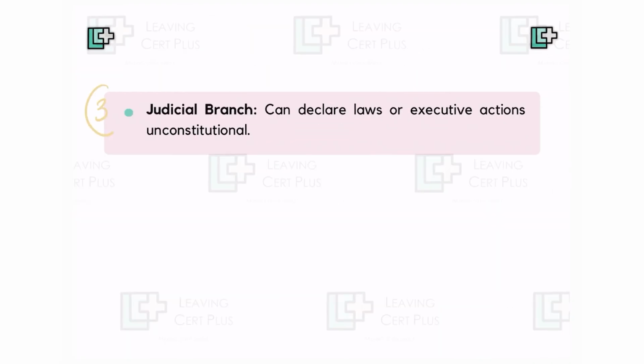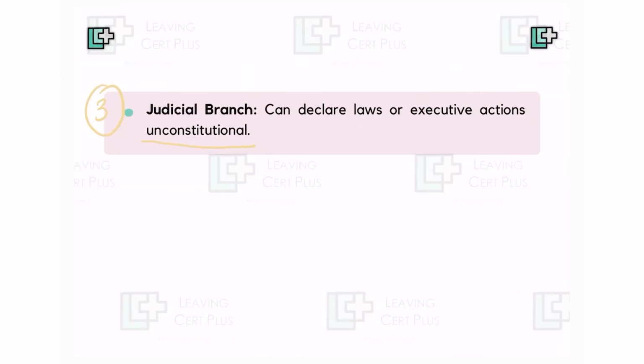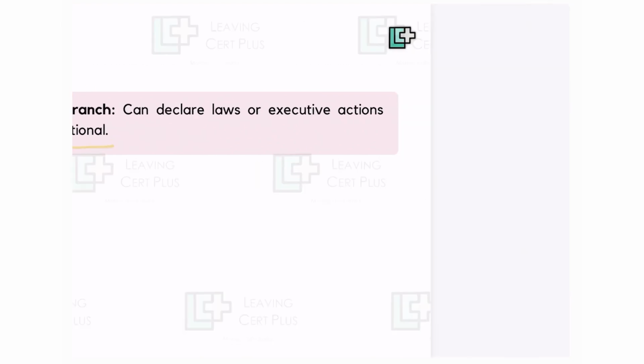Thirdly, our final branch, with the three main branches in the US government, is the judicial branch. Now, when you think of judicial, you'll probably think of judges, and you'd be exactly right, okay? These guys can declare laws or executive actions as being unconstitutional, which other branches cannot do. So the legislative, the executive, and the judicial branches all have different powers and can override each other to make sure that no one particular power has too much power.